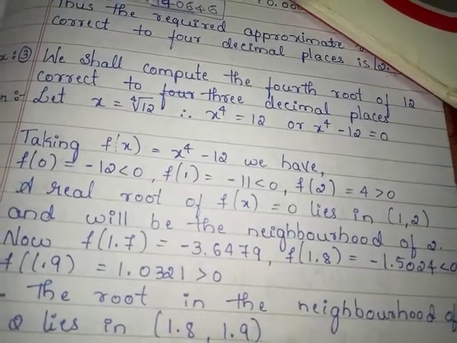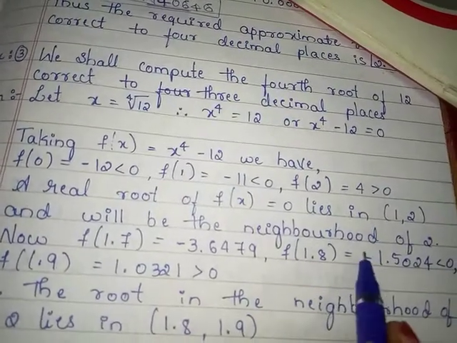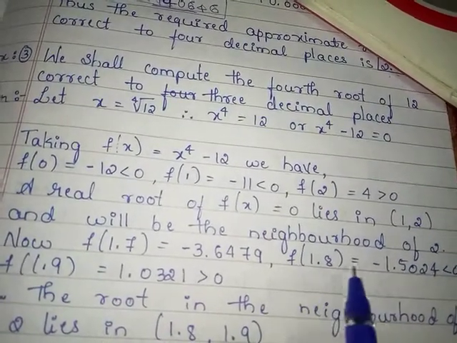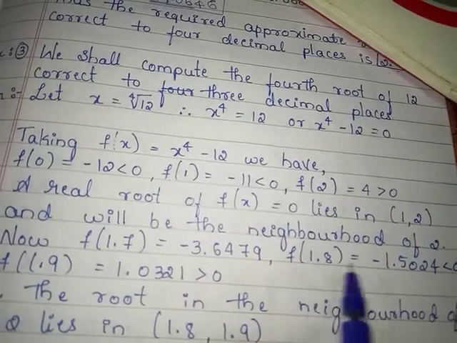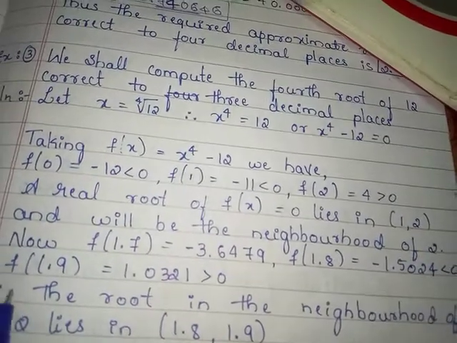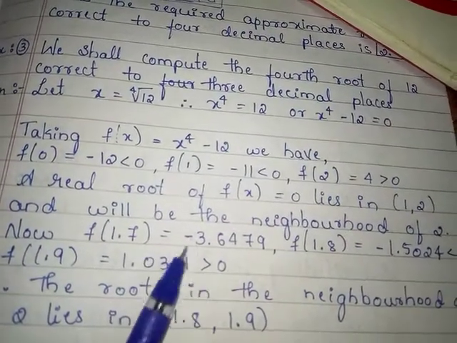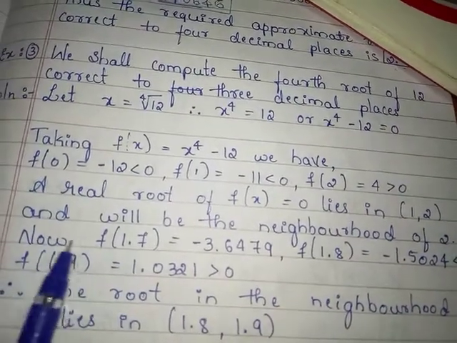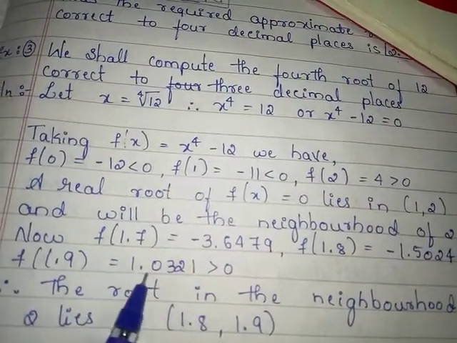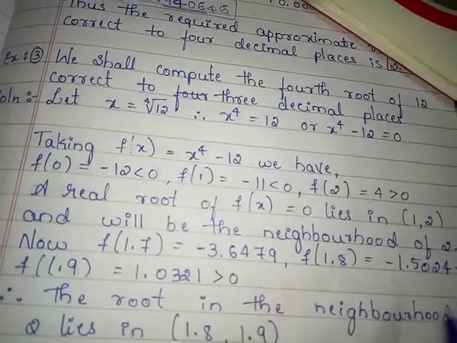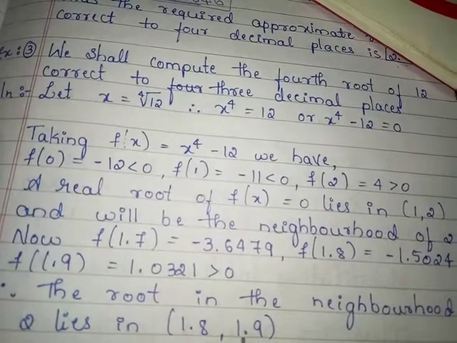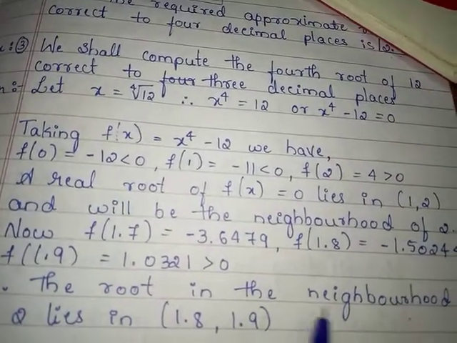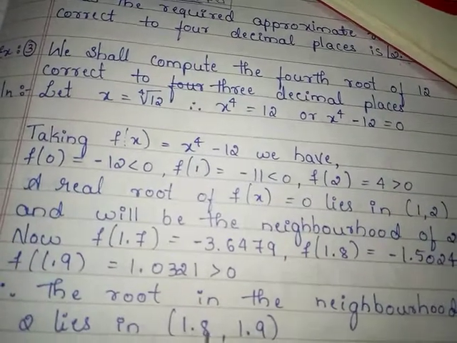f of 1.8 and f of 1.9 are two consecutive values, and these values are considered here. f of 1.8 is a negative value, which is less than 0. Therefore, it is the value of f of a, and a value is 1.8, and f of b is a positive value, which is greater than 0. Therefore, b value is 1.9. f of 1.9 is equal to 1.0321. Again, our real root lies between the points 1.8 and 1.9, in the neighborhood of 2.